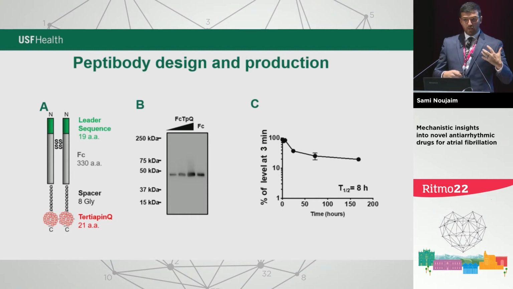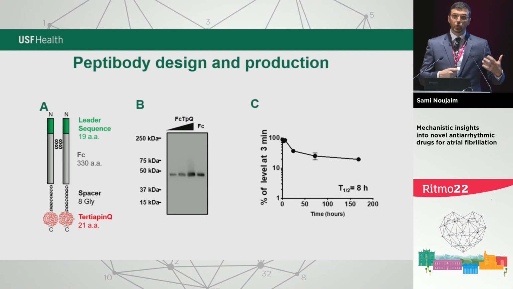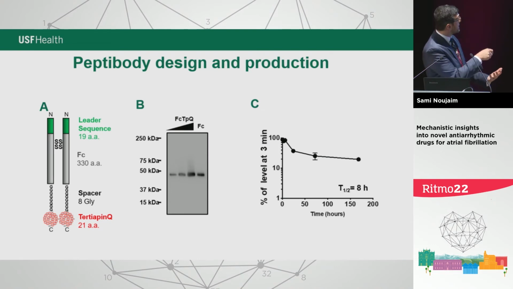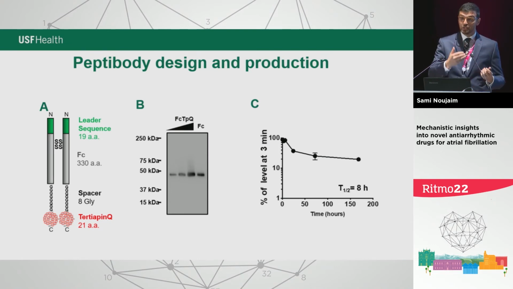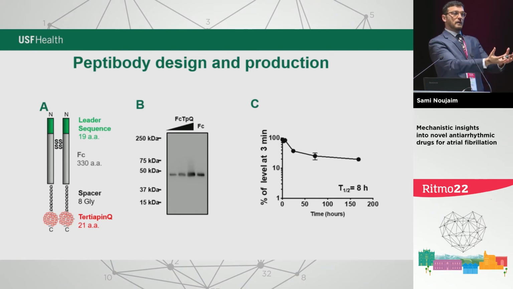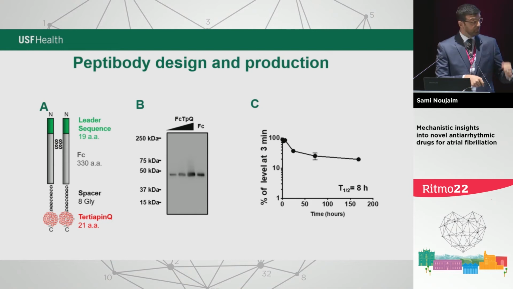We transfected the construct into human embryonic kidney cells, and then those cells would start to make the protein. And since the protein has a leader sequence, the HEK cells would secrete the peptibody in the culture medium. We then take the culture medium and purify the peptibody and continue with the experiments. This is a Western blot just to show our ability to successfully isolate the peptibody from the culture.